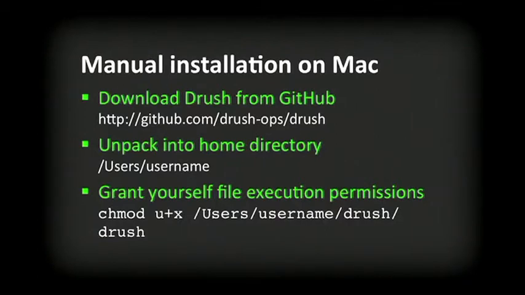Manually installing Drush, this is basically the process that I follow on my Mac. If you're going to do it manually, you download Drush from GitHub. You unpack Drush into your user's username folder or elsewhere. You can put it in Applications if you want. And then you grant yourself execution permissions on the Drush file inside the Drush folder. When you download Drush, you'll have a Drush folder, but there's another Drush file inside there. So on a Mac, or Linux as well, you'd do chmod u+x, then the path to Drush, and then forward slash drush, which is the drush file inside there. That gives you execution permissions.